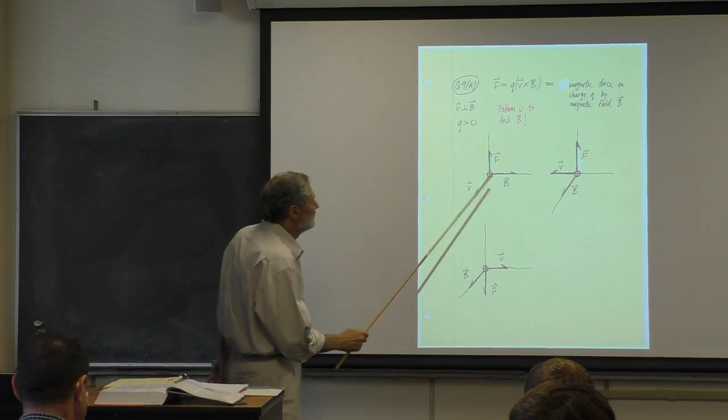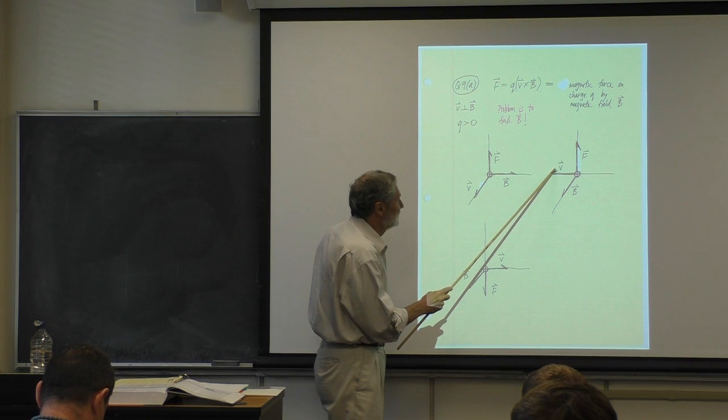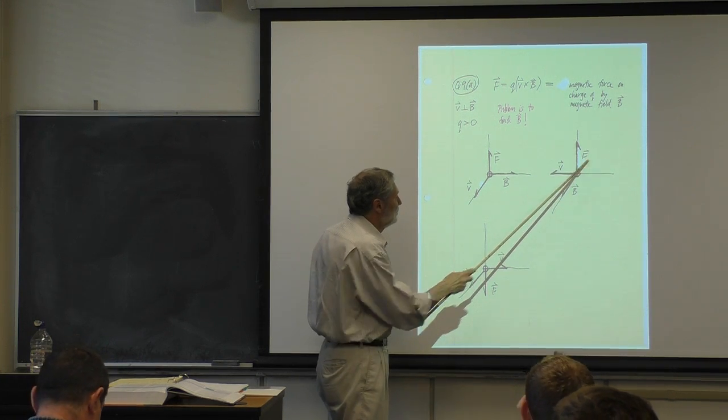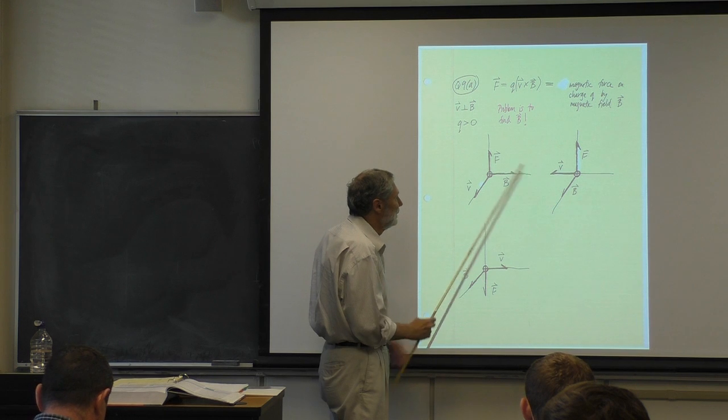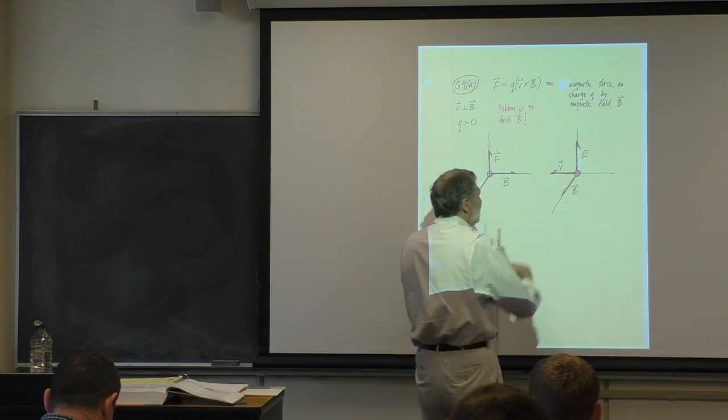So here's a couple of other ones. In this case, now v has been moved to this direction. Again, there's only two possibilities for B here. And this is the one that does it.